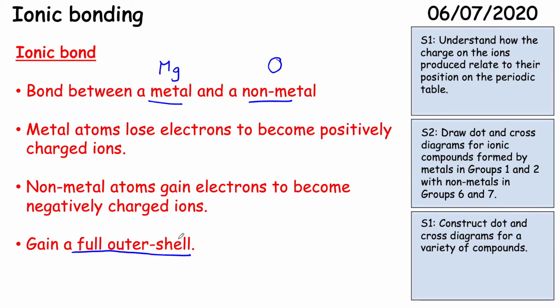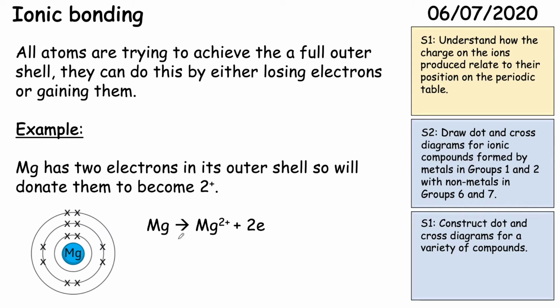Okay, let's go and look at this in a little more detail with some diagrams to help. So here's an example. They all want to achieve a full outer shell, and we have magnesium here. Magnesium is a metal, and if I wanted to work that out, I'd look at the periodic table and see that it was on the left-hand side, so it must be a metal. Now, if you notice, magnesium has 2 electrons in its outer shell. Its inner shell is full. So if it could just lose those electrons, its next shell would be full. And that's what it does.